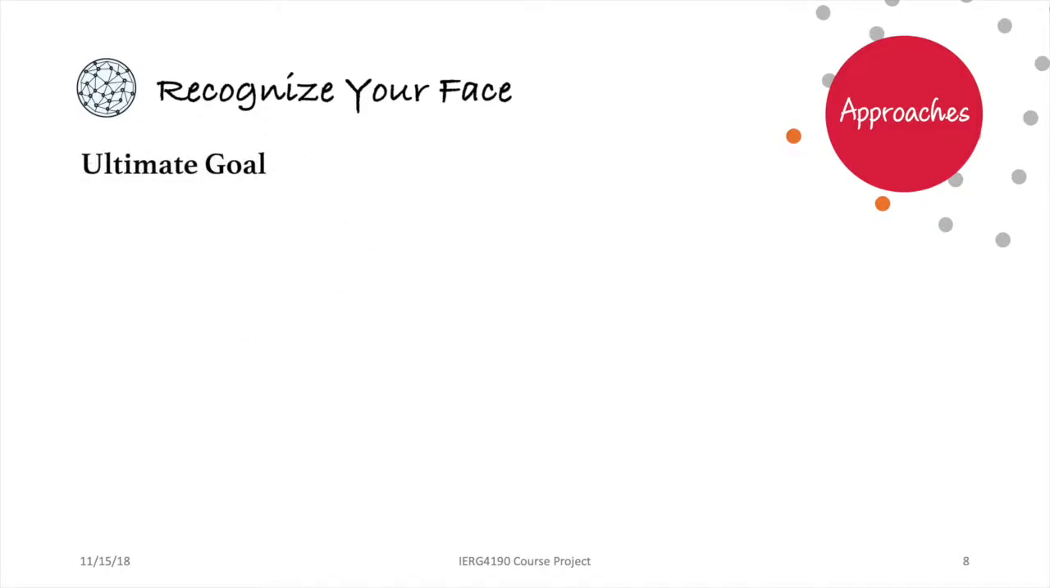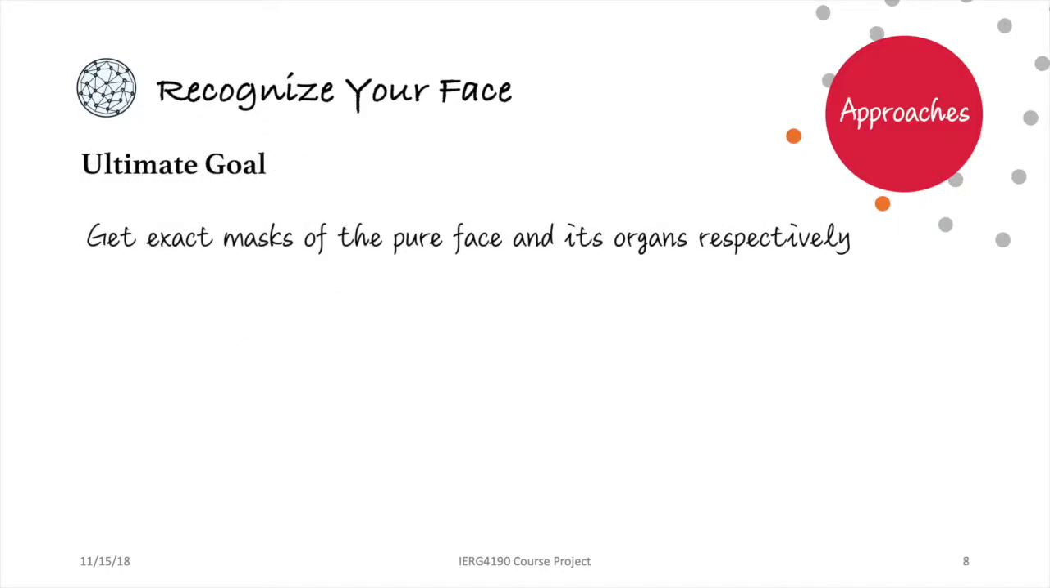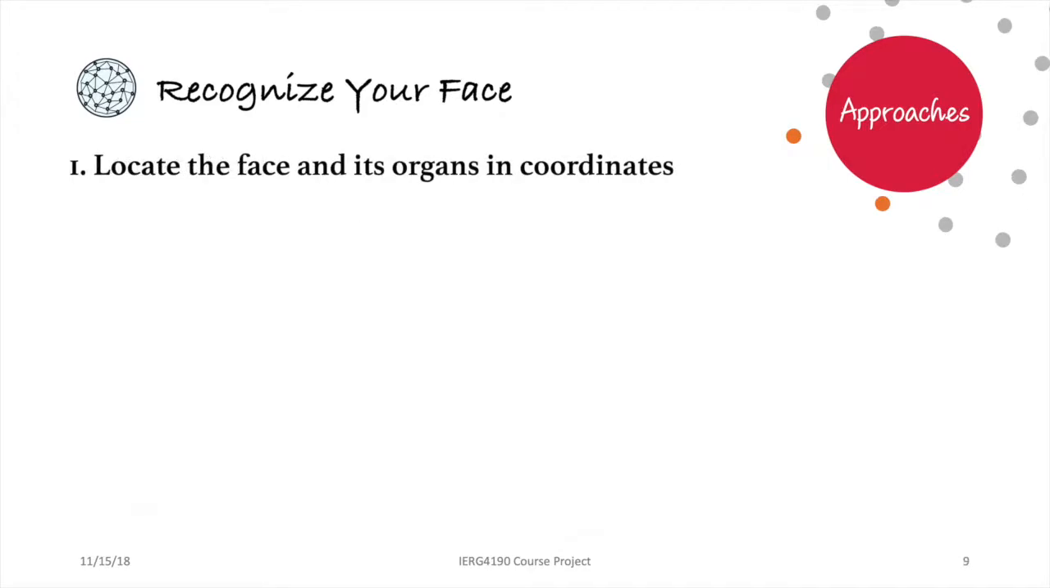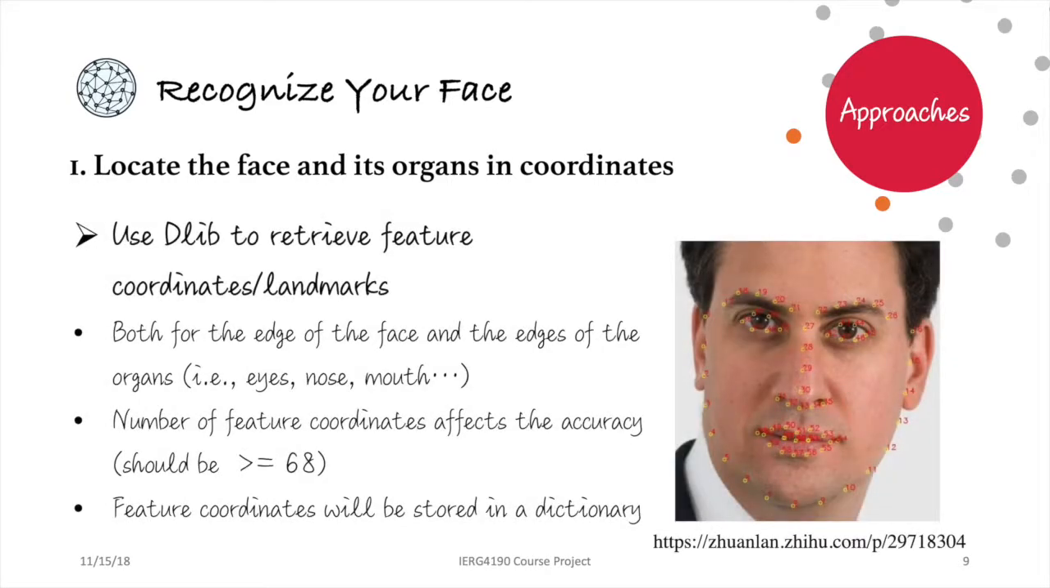Our ultimate goal is to get exact masks of the pure face and its organs respectively. For example, the picture on the right is the pure mask of the face of the image on the left. The first step is to locate the face and its organs in coordinates. We may use DLab to retrieve feature coordinates or landmarks.